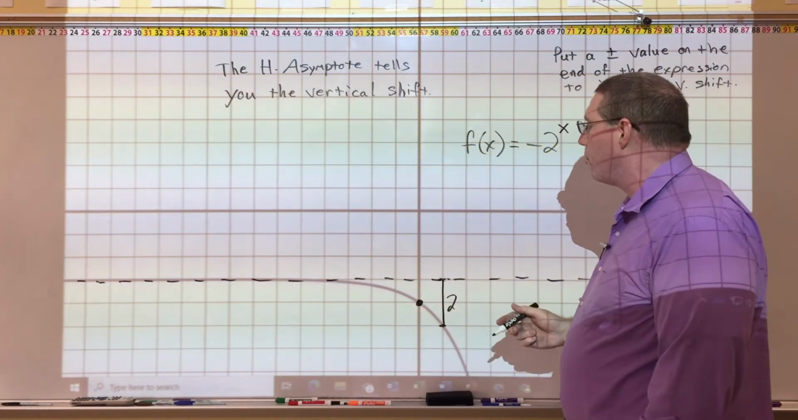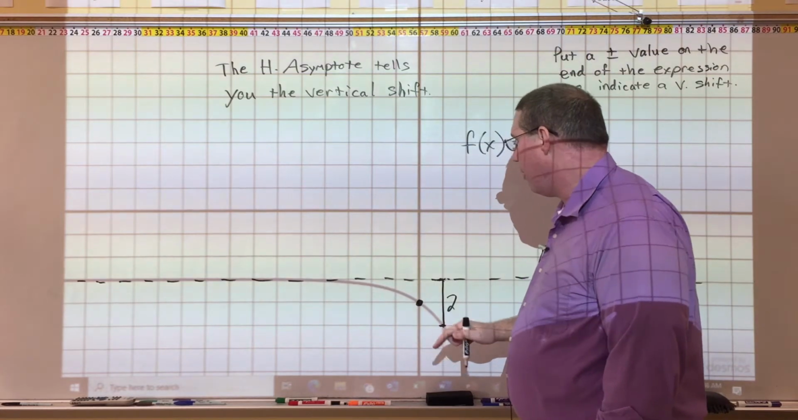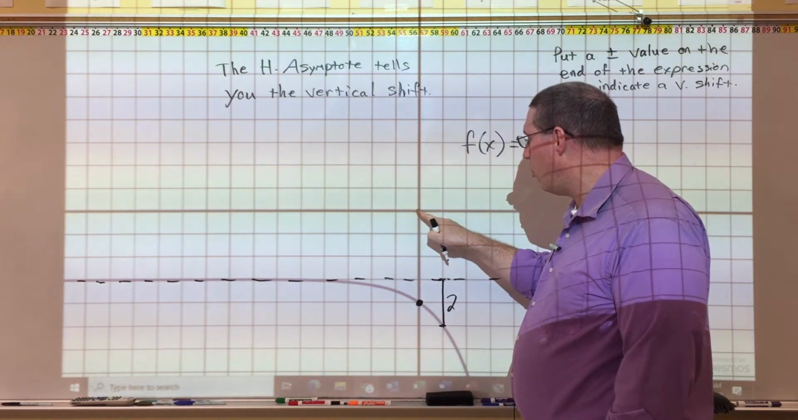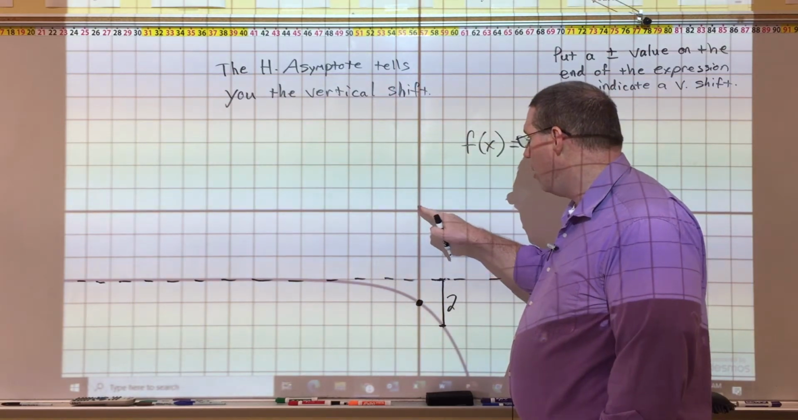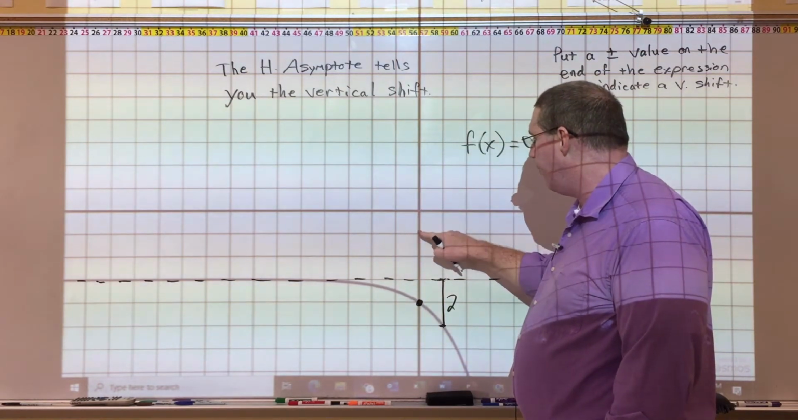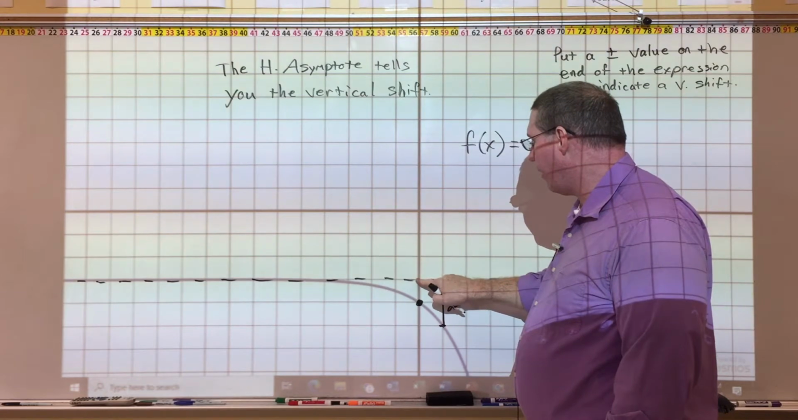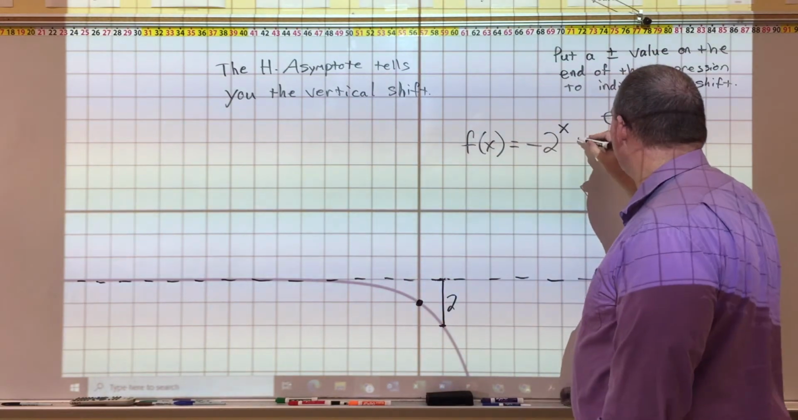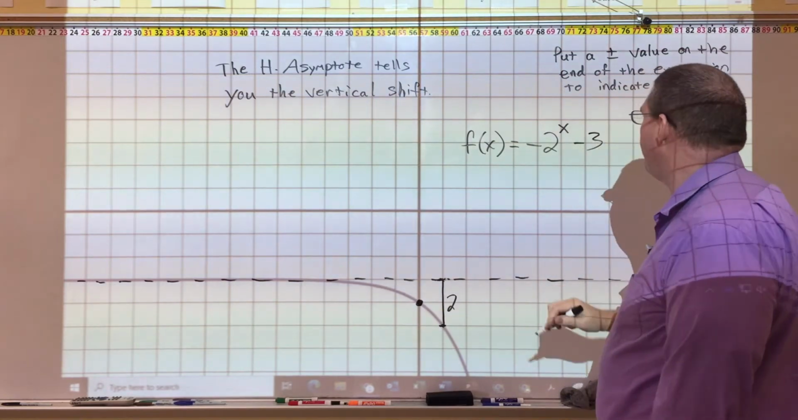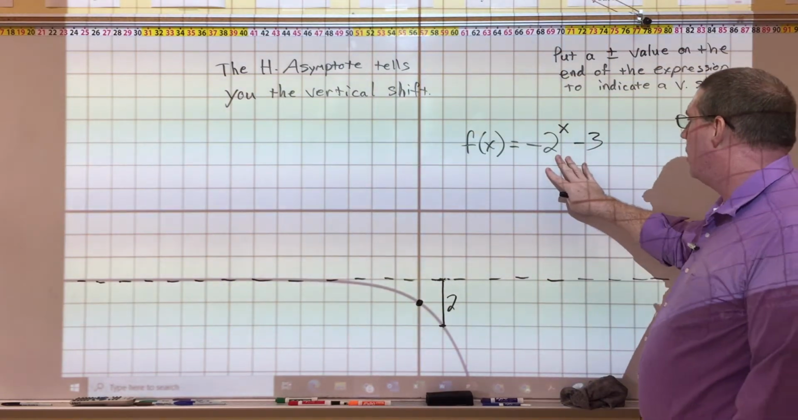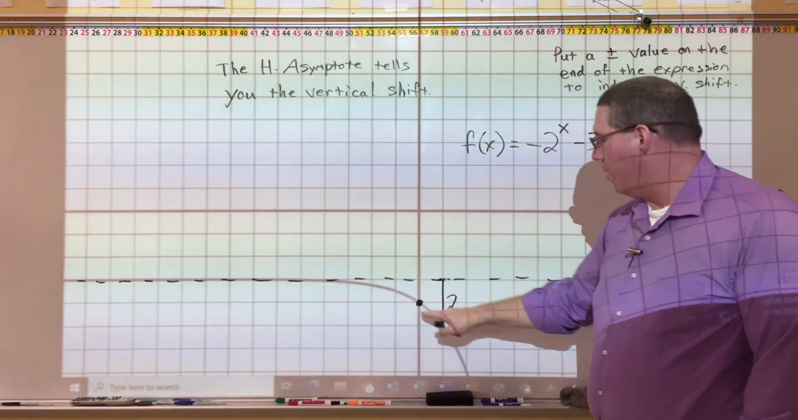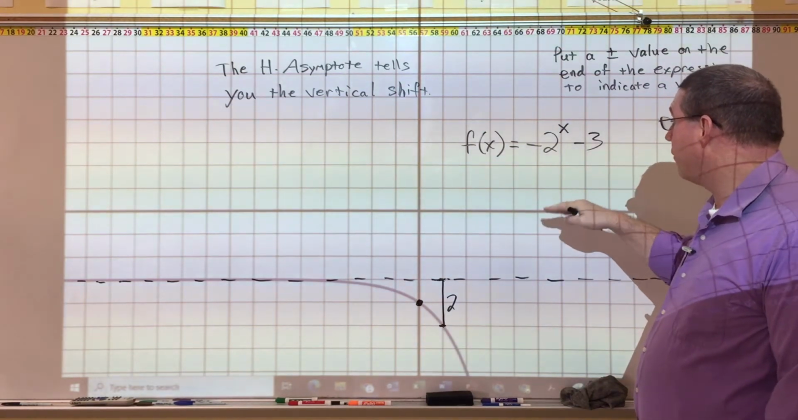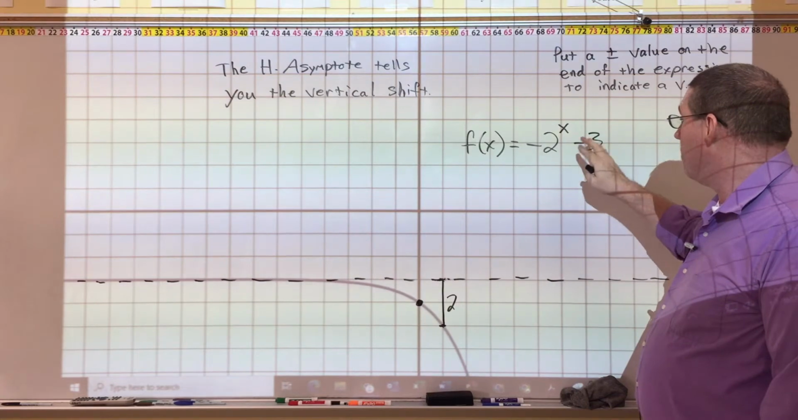And now we need to determine what our vertical shift is. Well, start at the x-axis and count up or down to where the asymptote is. So from here, we're going to count -1, -2, -3. So this horizontal asymptote is at -3, so we are going to put a -3 on the function. And this is now the equation of this exponential function: -2 to the x power -3.